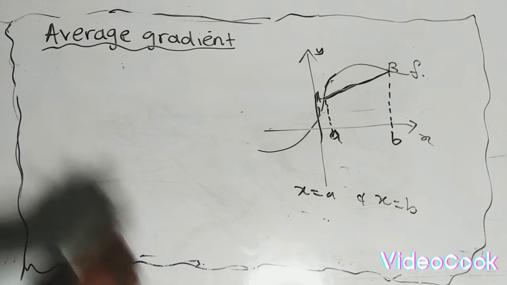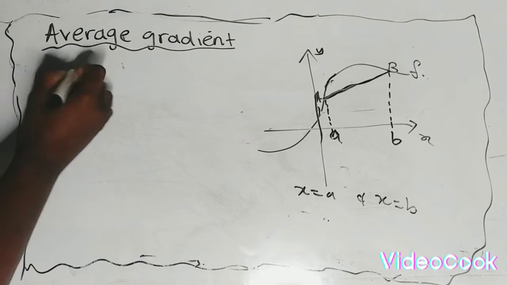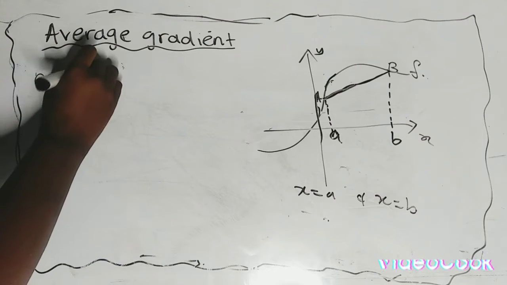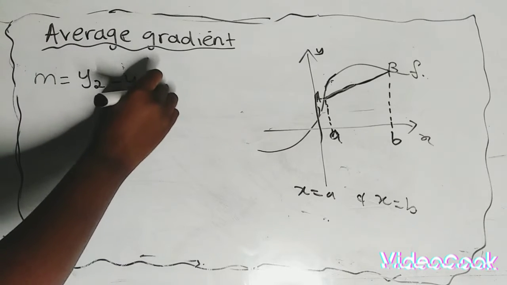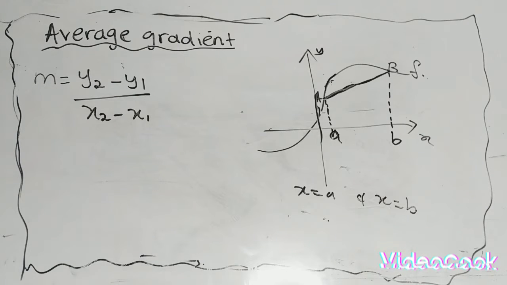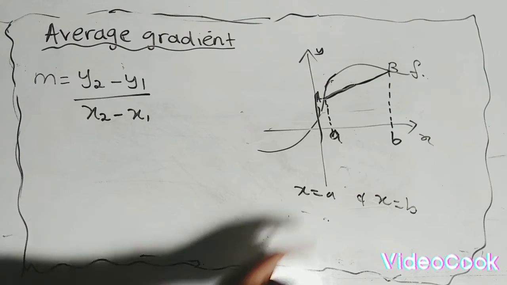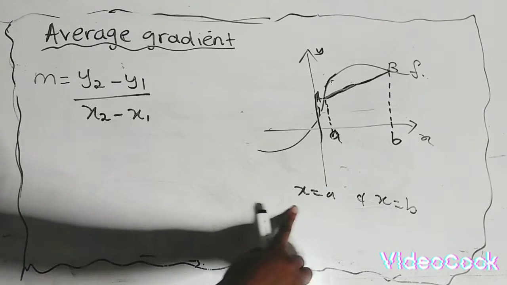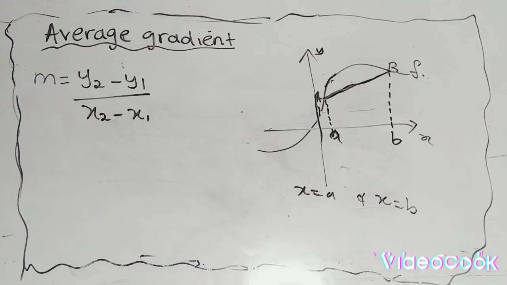And how do you calculate gradient? We say m is equal to increase in y over increase in x, that is, y2 minus y1 over x2 minus x1. That's the formula for calculating gradient. But if you are given the x values as a and b, then to find your y values, you will have to inject these values into your function. In this case, our function is just f, right?